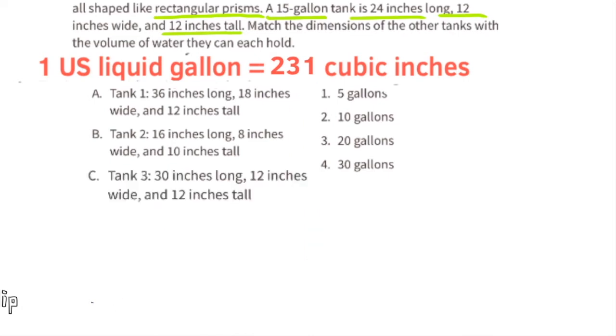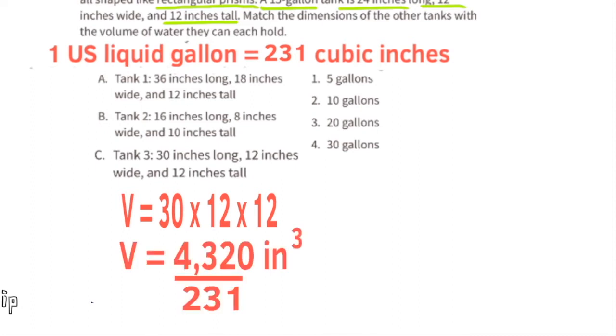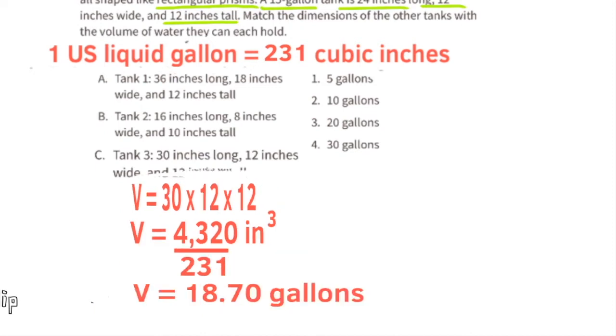C. Tank 3, 30 inches long, 12 inches wide, and 12 inches tall. That would be 30 times 12 times 12. That's 4,320 inches cubed. 4,320 divided by 231 is a little bit more than 18.7. So I would select 3, 20 gallons.